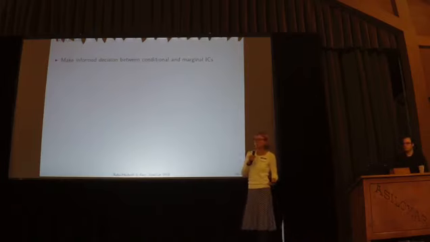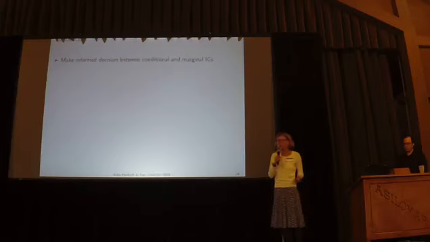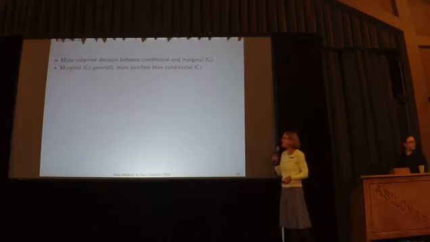Okay, so I guess the brief conclusion is that it's important to make an informed decision between marginal and conditional versions of the information criteria, but people just tend to do what comes out of the software without being aware of the issues. We would argue that the marginal information criteria are generally more justified than the conditional ones.